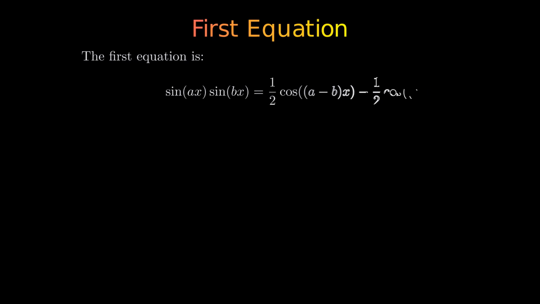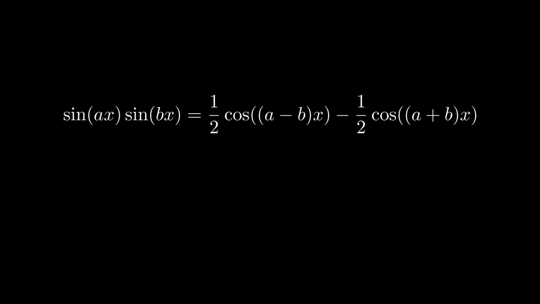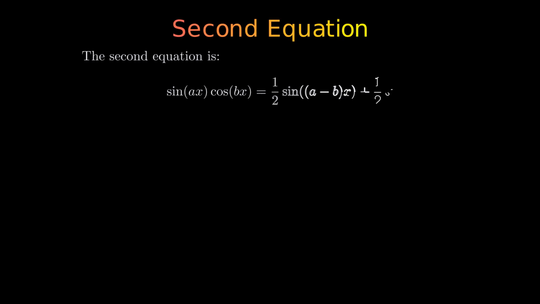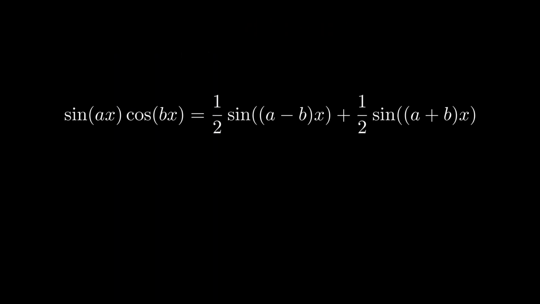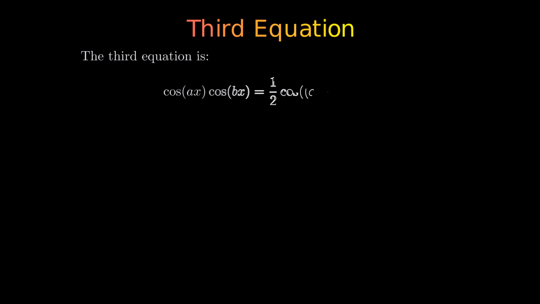The first equation is for the product of sines, equation 3.3. The second equation is sin ax cos bx, equal to one half of a sum of sines, equation 3.4. The third equation is cos ax cos bx, equal to one half of the cosine of a minus bx plus the cosine of a plus bx, equation 3.5.